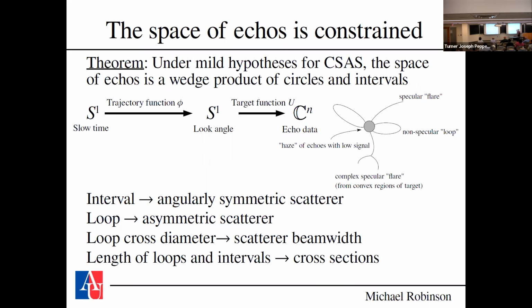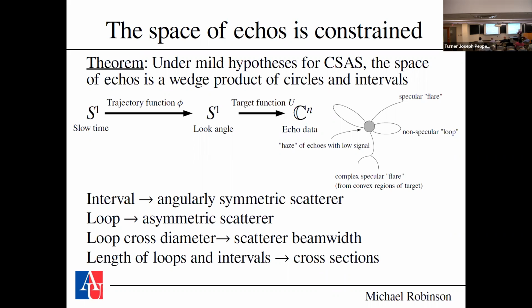In fact, if you look at the structure of these maps, under the assumption that your sensor doesn't stop at any point, which for the most part is good. The trajectory may be terrible, but it probably doesn't stop if you're moving. If that's the case, then these images that you get, we saw some circles before, that's actually a special case. In general, you end up with what's called a wedge product of circles and intervals, i.e. you take these circles and stick them together at a common point.